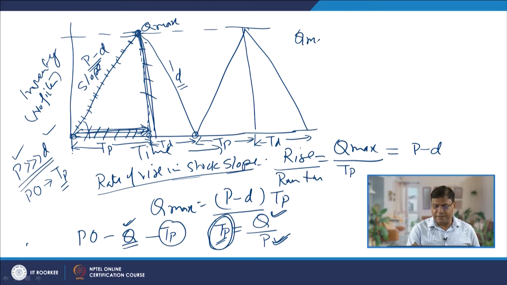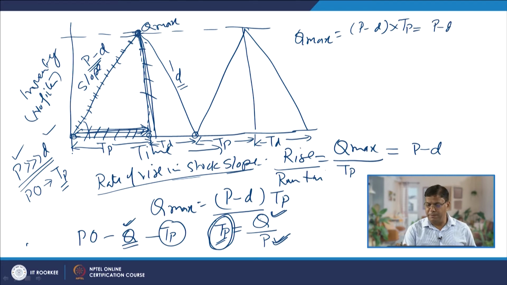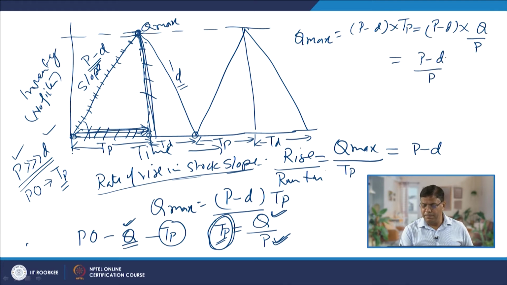So, the Q max, or maximum inventory level, which is (P minus D) into TP, we can write as (P minus D) into TP, which is equal to how much? Q by P. So, it becomes equal to (P minus D) by P into Q. Q is the order quantity, P is the production rate, the rate at which items are being replenished, and D is the consumption rate. So, that is what will be giving us the Q max. Now, this equation we can use.